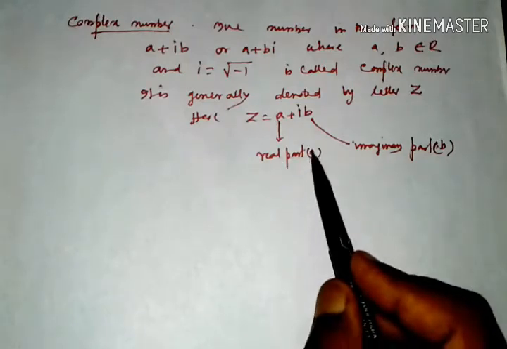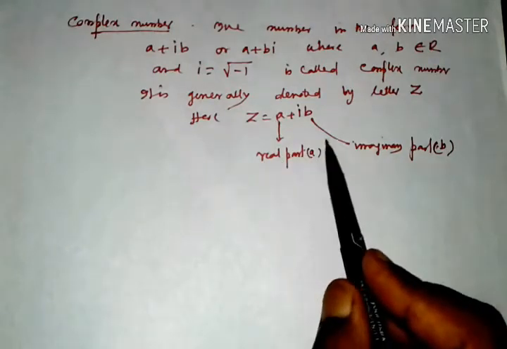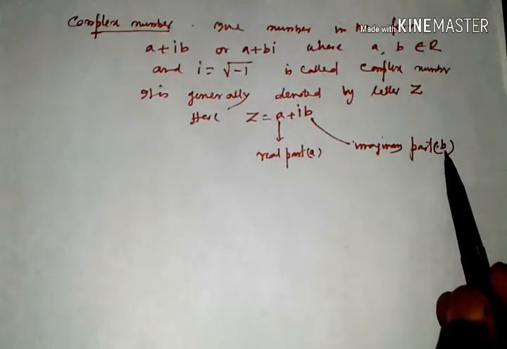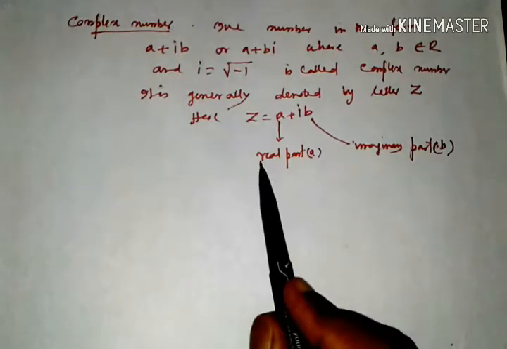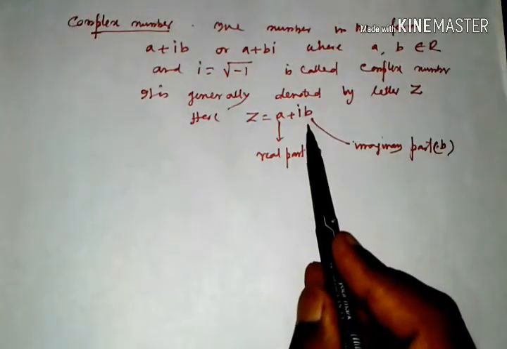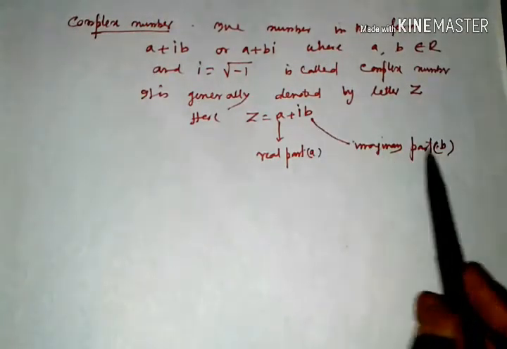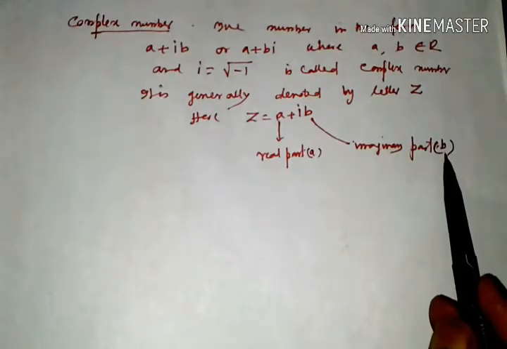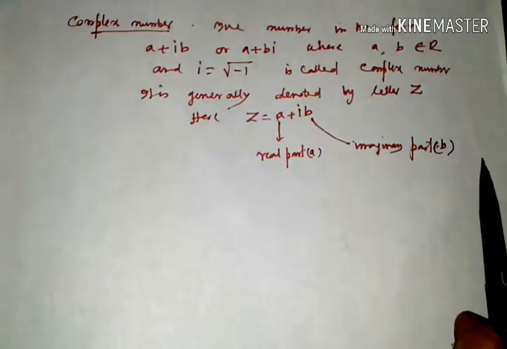Here a is called the real part, and b is called the imaginary part. Students are sometimes confused about the imaginary part. Here b only is the imaginary part, not ib. b is the imaginary part.